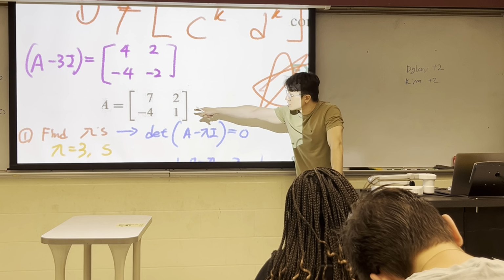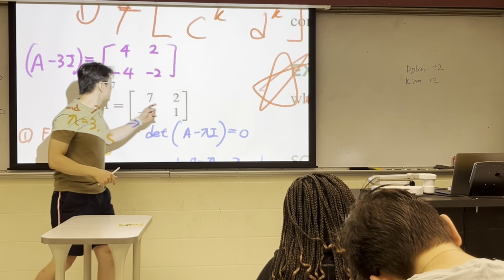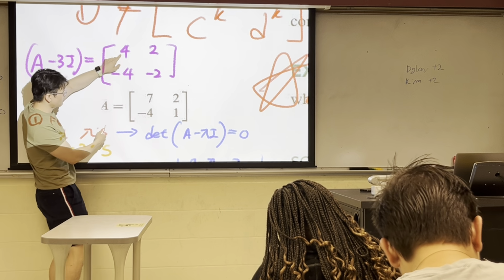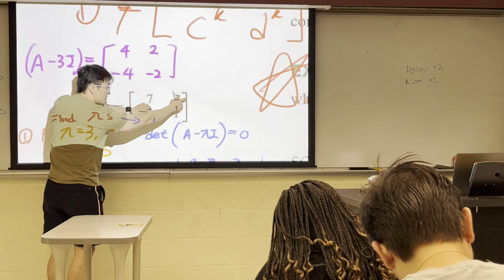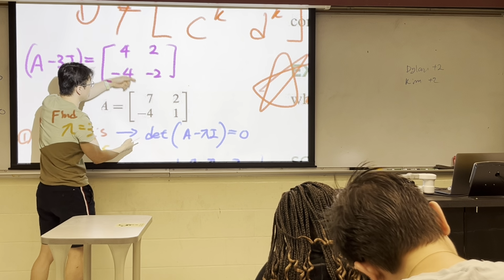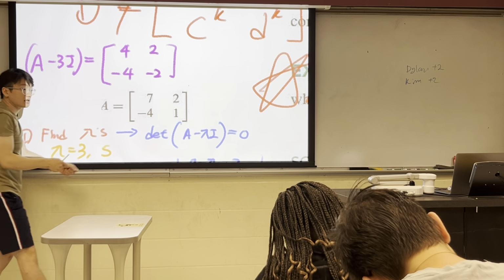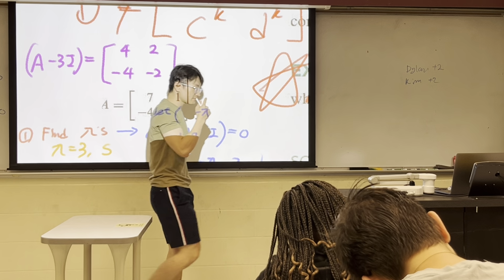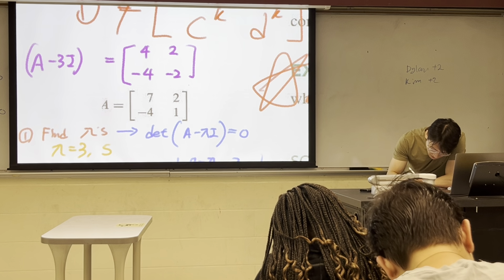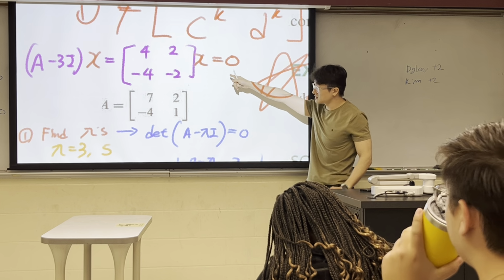Is there anyone who doesn't understand this? Brian, do you understand this? If I do A minus 3I, I only subtract numbers from here. Because in the identity matrix, the non-zero entries are on the main diagonal. So I'm just subtracting numbers from the main diagonal entries. Okay? Make sense? And then what? So I got this. The next step is to find x that makes this thing zero.